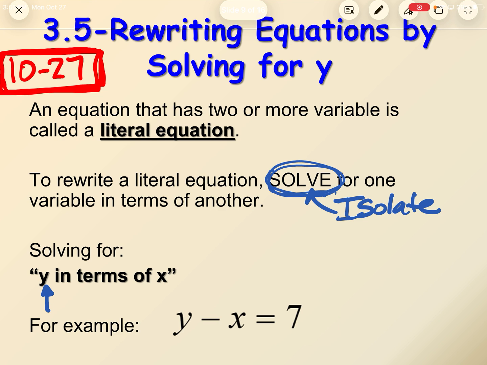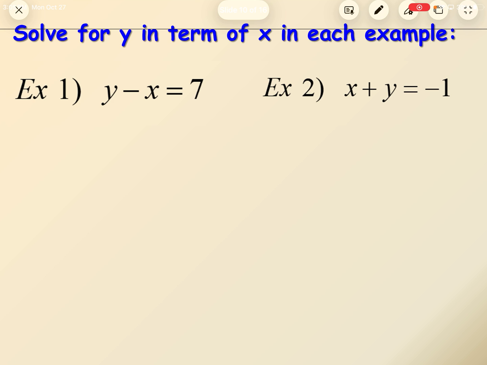X is 5 if this is 12. X is 0 if this is 7. X is 10 if this is 17. They depend on each other, and so you have to solve for one in terms of the other. Let's look at an example together.